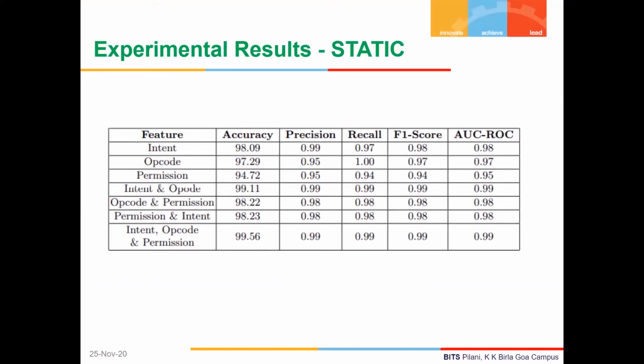For static, we first developed the malware detection model using individual features: intent, opcode, and permission. Then we combined the features, taking two at a time, like intent and opcode, opcode and permission, permission and intent. And finally, we combined all three features at once. The above models are trained, validated, and tested on 60%, 20%, and 20% of the data, respectively. Basically, a 6:2:2 ratio.